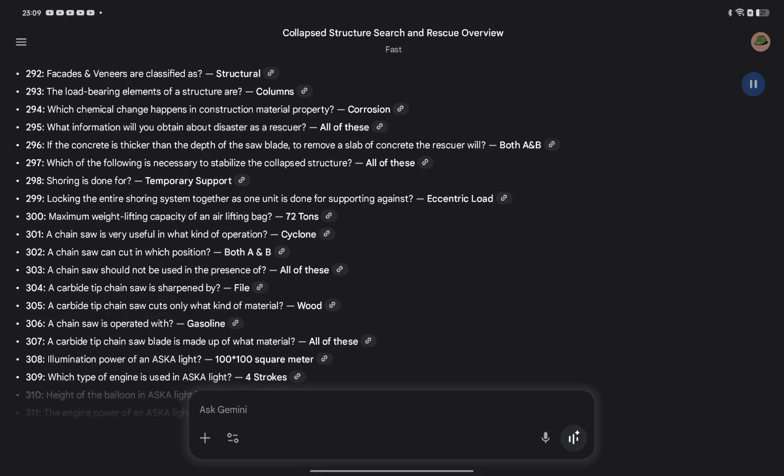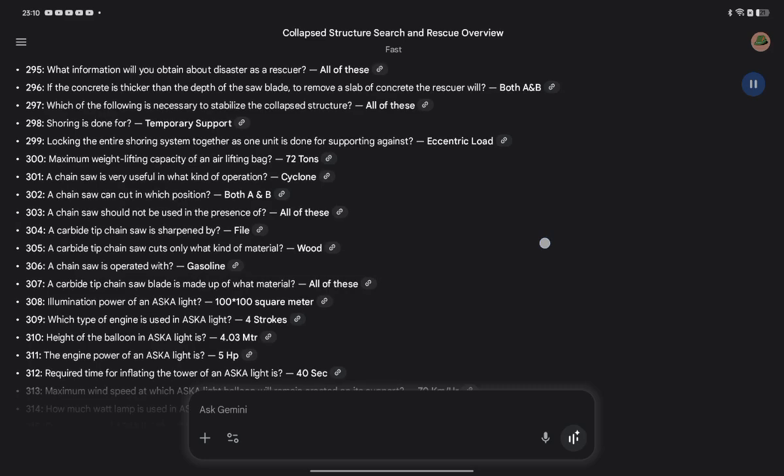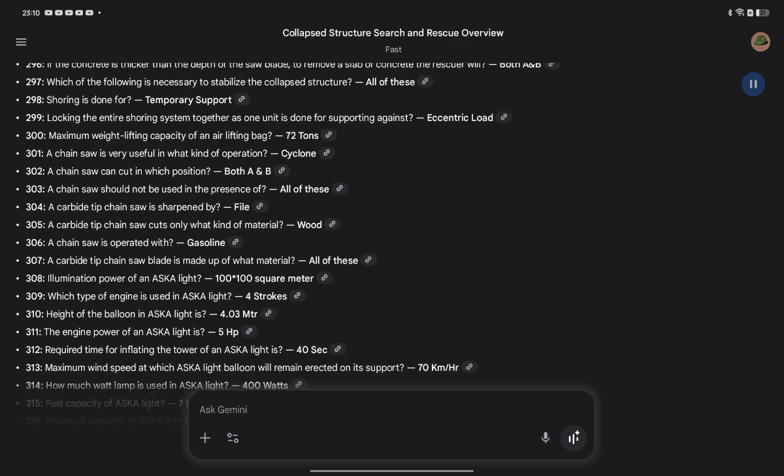294. Which chemical change happens in construction material property? Corrosion. 295. What information will you obtain about disaster as a rescuer? All of these. 296. If the concrete is thicker than the depth of the saw blade, to remove a slab of concrete the rescuer will both A and B. 297. Which of the following is necessary to stabilize the collapsed structure? All of these. 298. Shoring is done for temporary support. 299. Locking the entire shoring system together as one unit is done for supporting against eccentric load.